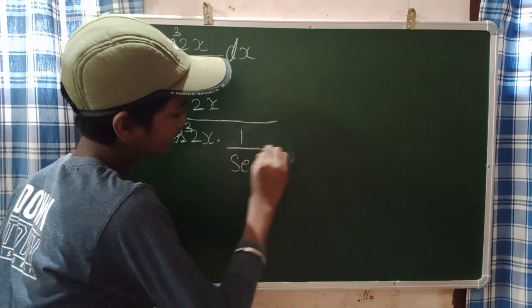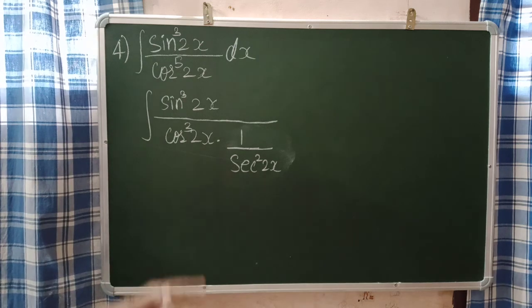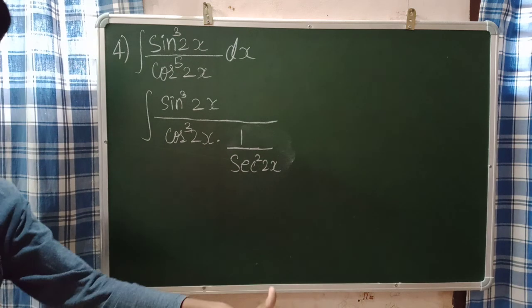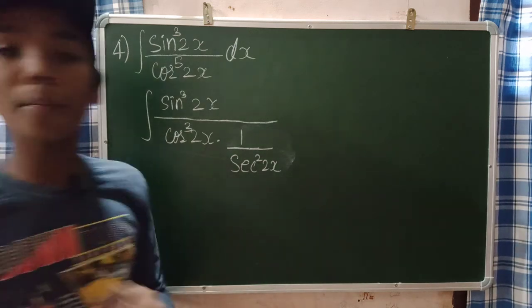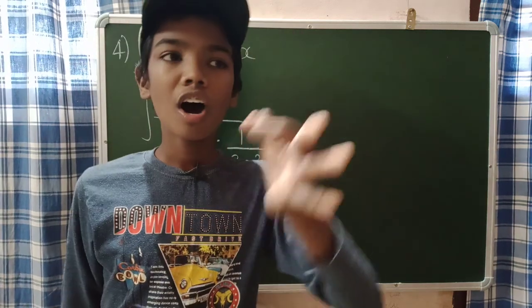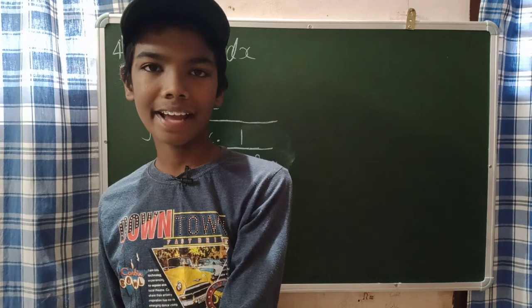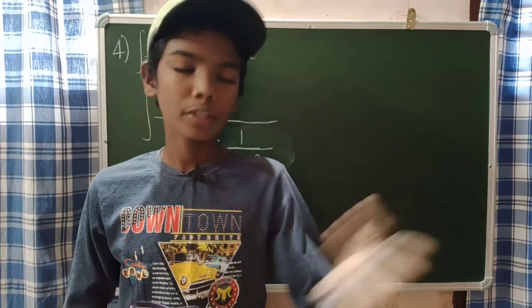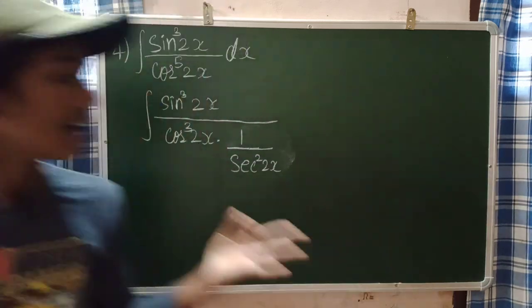Can't I write like this? I can write cos square of 2x as 1 by secant square of 2x. How? That's by trigonometry again. So your trigonometric formula, that's the ratios: cos theta is equal to 1 by secant theta.